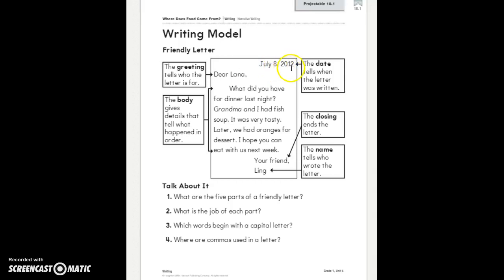July 8, 2012. The date tells when the letter was written. Dear Lena, this is the greeting, and it tells who the letter is for.